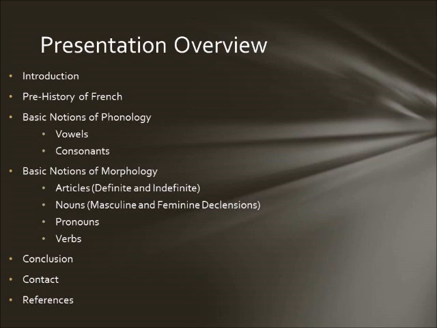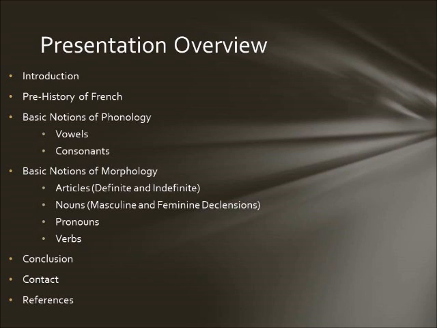So just to go over a little bit of a presentation overview, I'm going to begin with an introduction. I'm going to briefly explain some notions about the prehistory of French, and then I'm going to move into two key elements that I'll be talking about for the presentation. The first being phonology and the second being morphology. And then I'm going to be looking at vowels and consonants, just giving a little bit of a phonemic inventory of ancient Old French. And then for morphology, just going to be looking basically at the articles, both definite and indefinite. I'm going to be looking at nouns, masculine and feminine, and their various declensions, and looking at pronouns and verbs. And then I'm going to get into a conclusion, contact, and of course references.